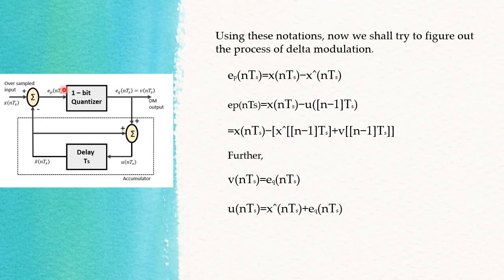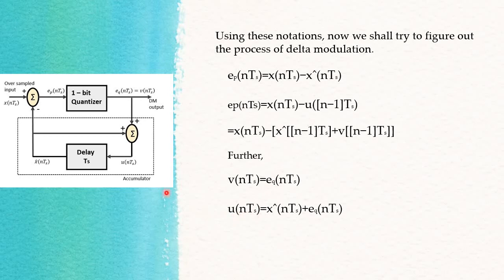Now we know what E_P(nTs) is. That's a combination of X(nTs) and X bar(nTs), written over here. Now this X bar(nTs) is nothing but a delayed version of U(nTs). That's what is written over here. And U(nTs) is nothing but your input signal V(nTs) plus X bar(nTs). So here, instead of writing Ts, I have taken (n minus 1)Ts, for that particular current instant of time. Further, this V(nTs) is nothing but the E_Q(nTs), that is your quantized signal.